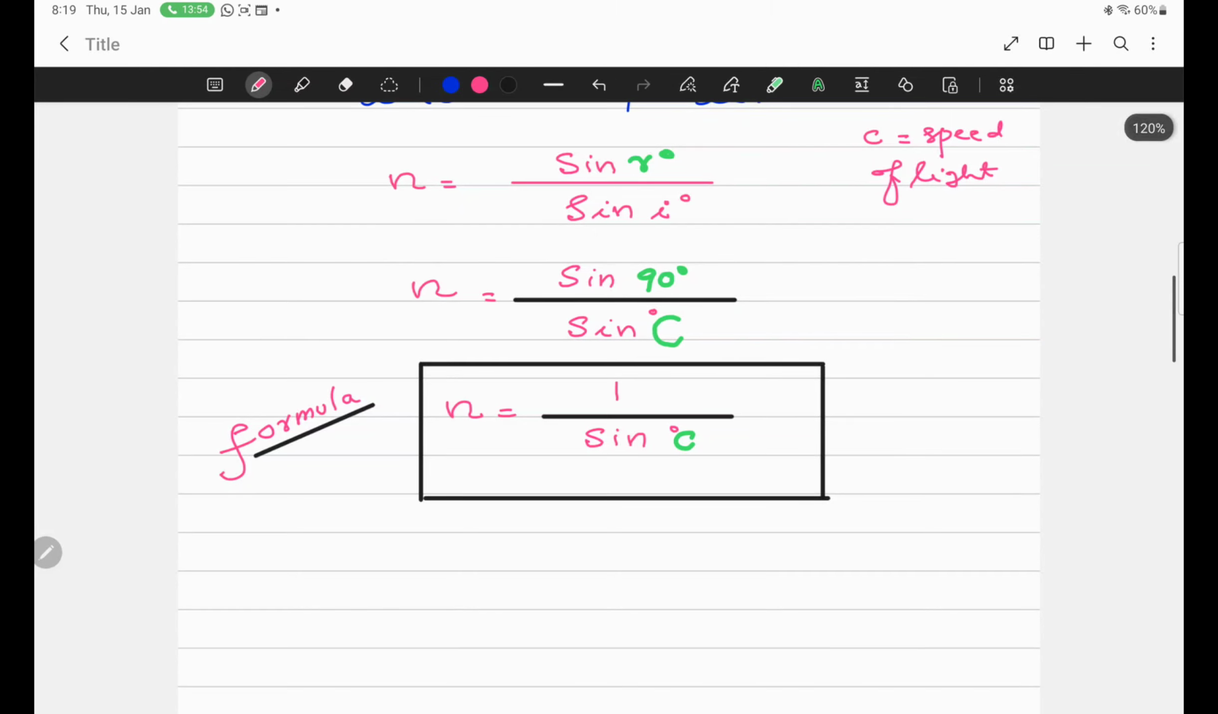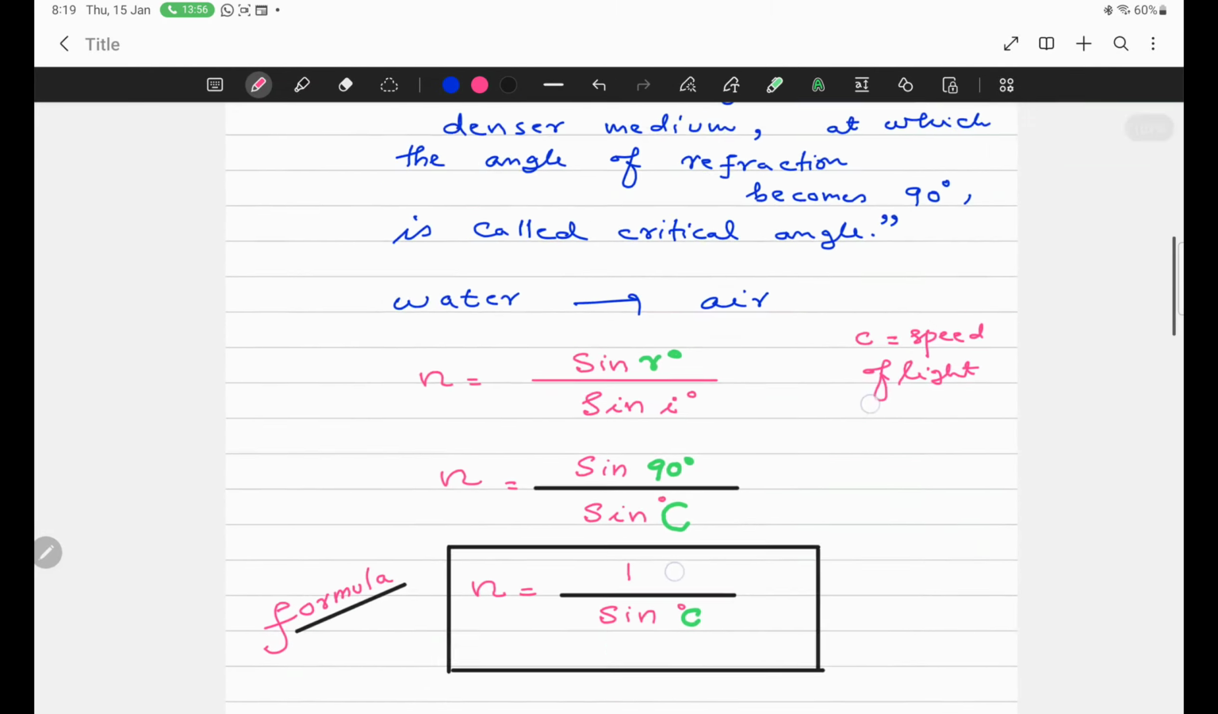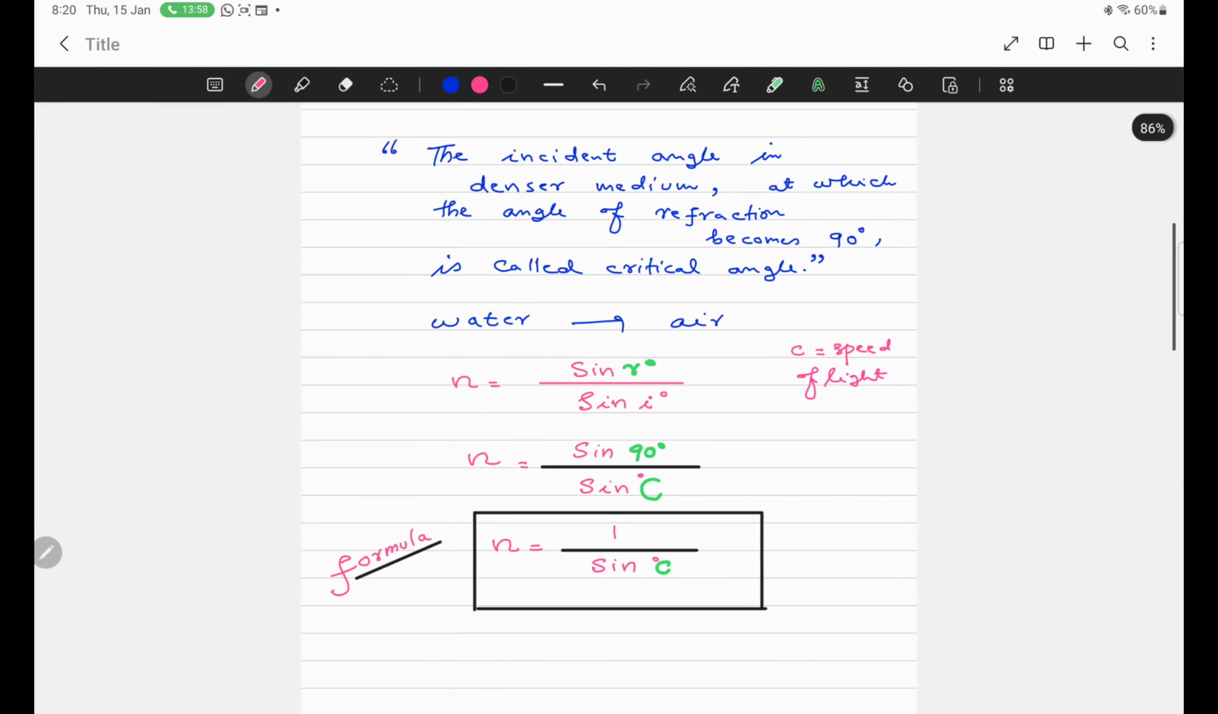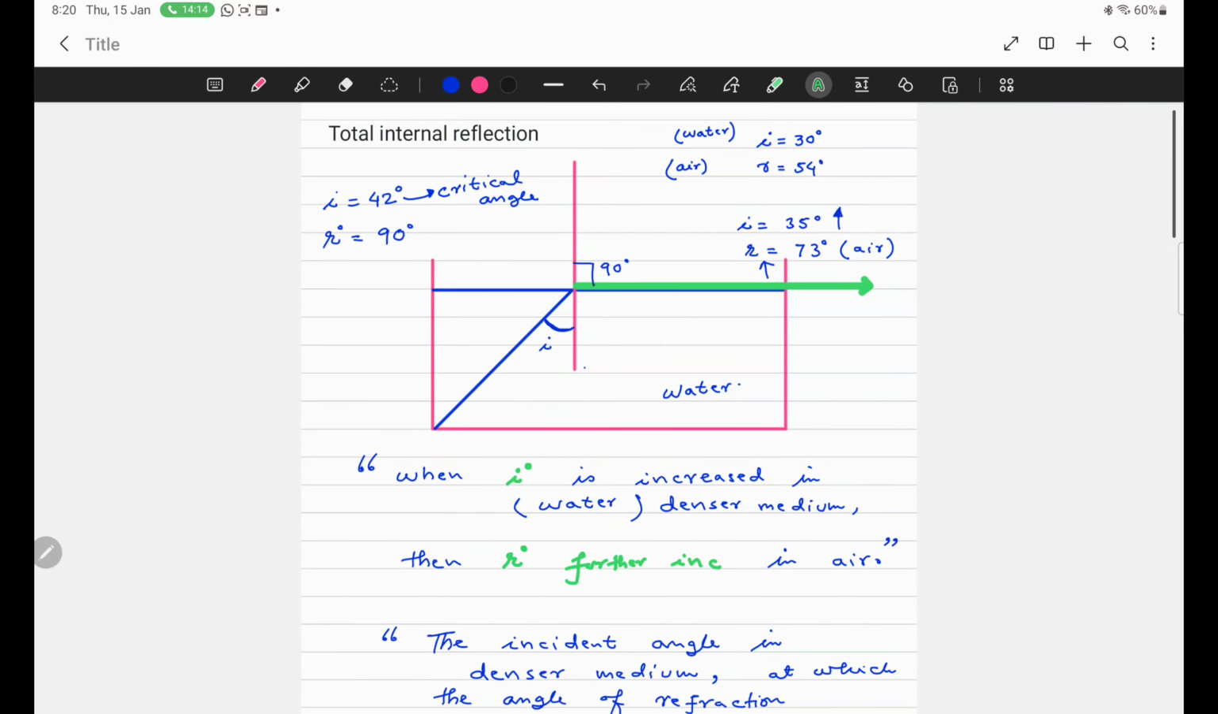So sine 90 is equal to 1. Today's formula is 1 upon sine C, and this is the basic definition of critical angle. In this example, the critical angle was 42 degrees.